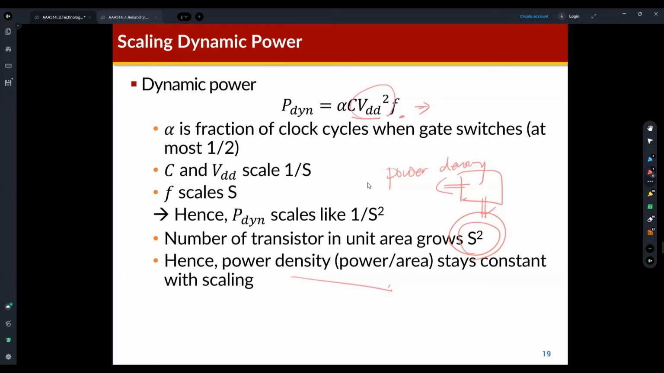So this is the equation. When we consider the scaling in the dynamic power, we assume that this is the dynamic power of the single transistor. But if we do not reduce this VDD, then what is the power density? Power density becomes S squared. Okay.